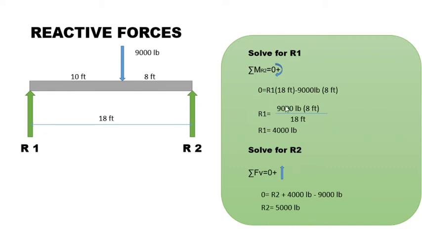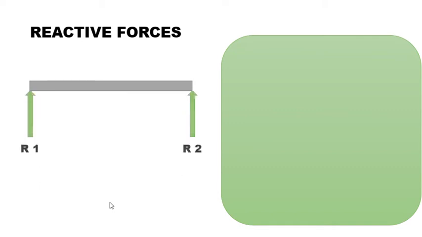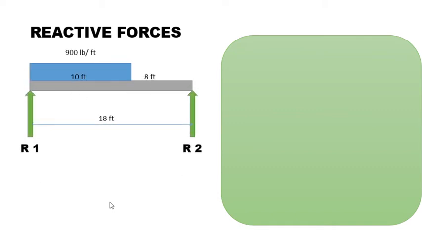If we total these, this is equal to 9,000 pounds, which is equivalent to our concentrated load. So this is in equilibrium. So what if the load is a uniformly distributed load? Say we have 900 pounds per foot having a span of 10 feet. It is not the entire length of the beam, only a portion of the beam, so it is also considered as a uniformly distributed load.